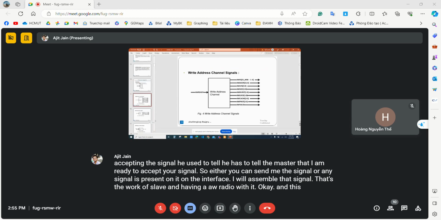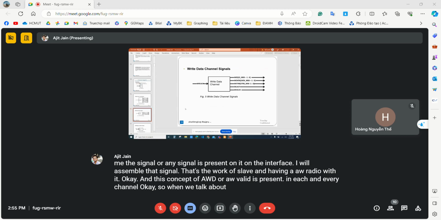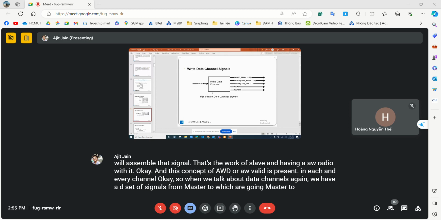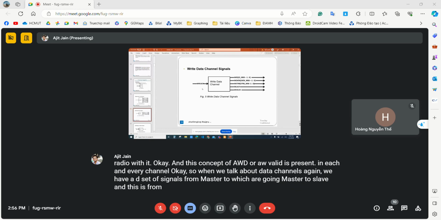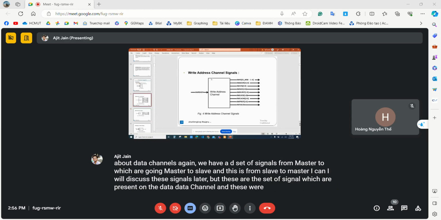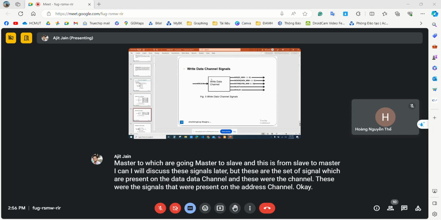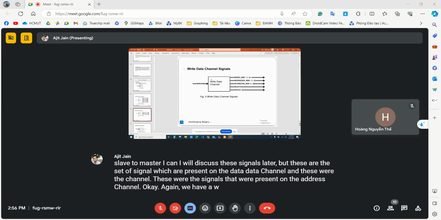And this concept of AW ready or AW valid is present in each and every channel. So when we talk about data channels, again we have a set of signals going from master to slave, and this is from slave to master. I will discuss these signals later, but these are the set of signals present on the data channel, and these were the signals present on the address channel. Again we have a W ready and W valid concept here.